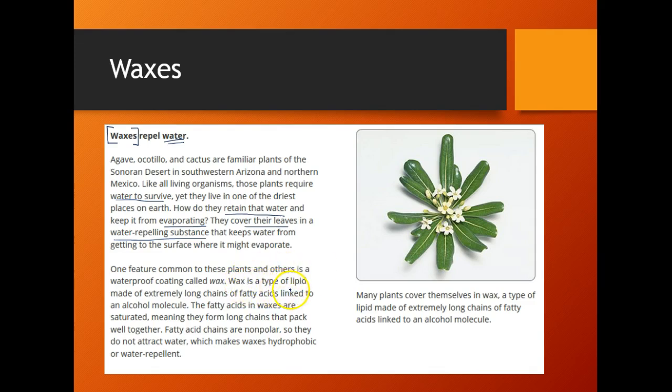Wax is a type of lipid made of extremely long chains of fatty acids linked to an alcohol molecule. The fatty acids in waxes are saturated, meaning that they're going to pack well together like those saturated fats. Fatty acid chains are also nonpolar, so they do not attract water, which makes waxes hydrophobic or water repellent.